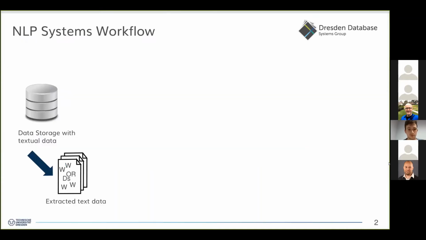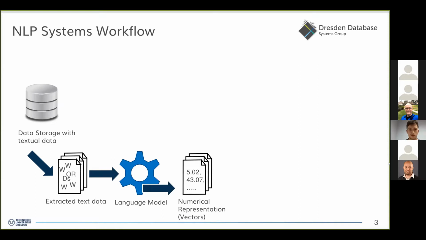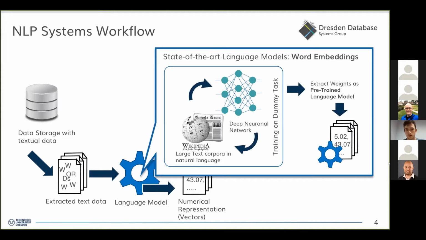In NLP systems, data is usually processed by taking some pieces of text from a large storage of textual data, and then it's transformed into some numerical representation by some language modeling technique. Word embedding models are very widely used across many different NLP tasks, and these models utilize large text corpora like all English Wikipedia articles and use them to do training on a dummy task, like taking some sequences of words out of these texts, masking some words, and trying to predict these masked words.